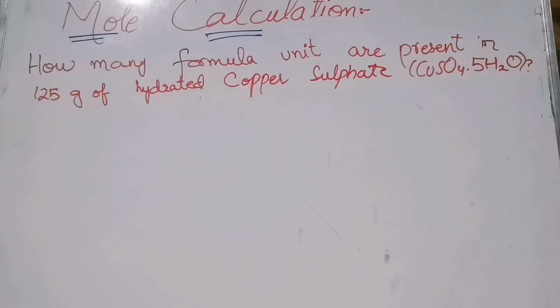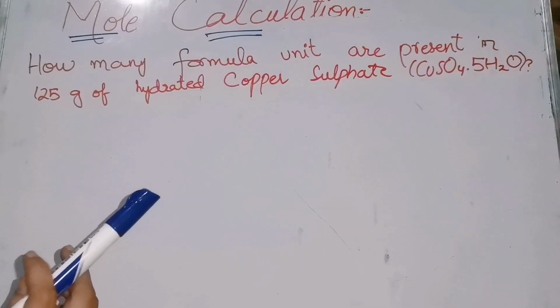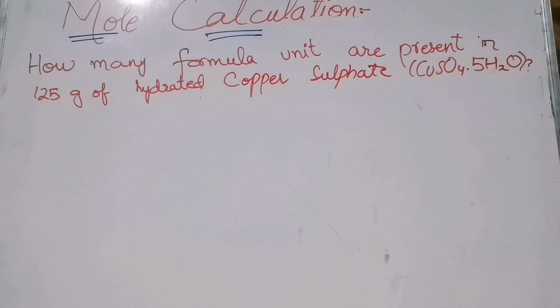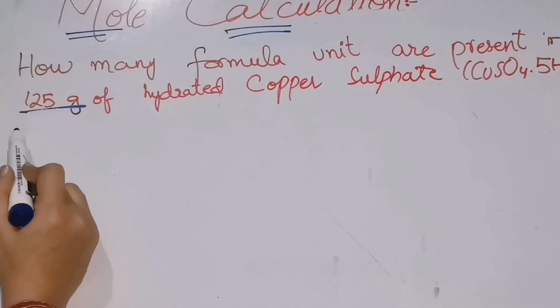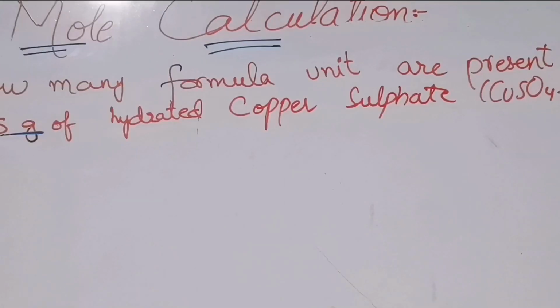Now in this example, see how many formula units are present in 125 gram of hydrated copper sulfate. It is not simple copper sulfate CuSO4, it is in hydrated form. Have a look that we are given the mass. We are not given the moles, from which we could easily calculate the formula unit.